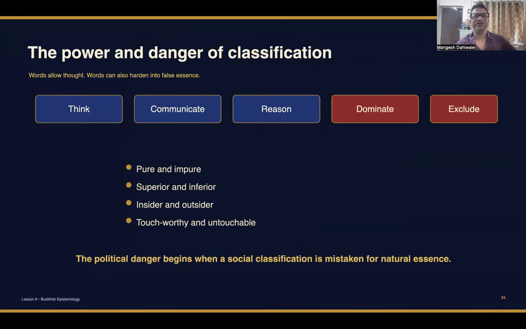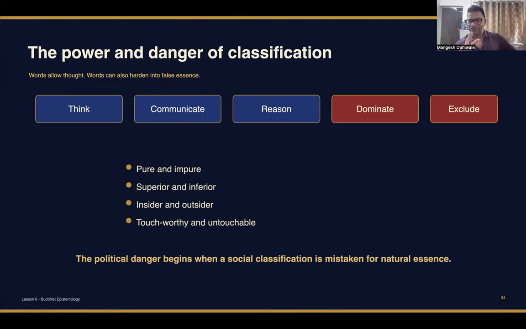So the power and danger of classification: words allow thoughts. Words can also harden into false essence. So we think, we communicate, we reason. The words can lead to domination. They can lead to exclusion. For example, the words like pure and impure. We know that these are just words. Superior and inferior. But you see how these words, when they are taken as having essence, create such a big problem in the world. Insider and outsider, touchworthy and untouchable. So the political danger begins when a social classification is mistaken for natural essence.